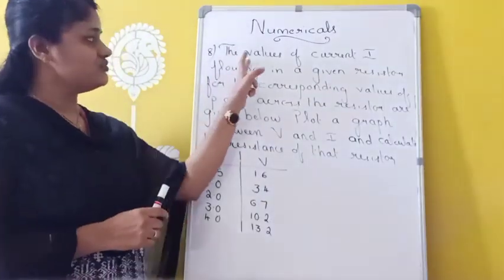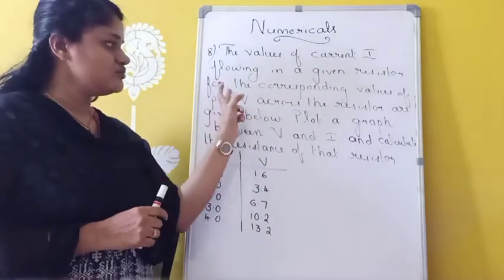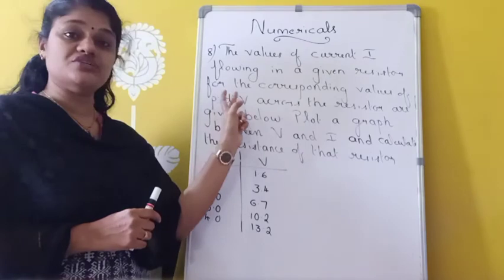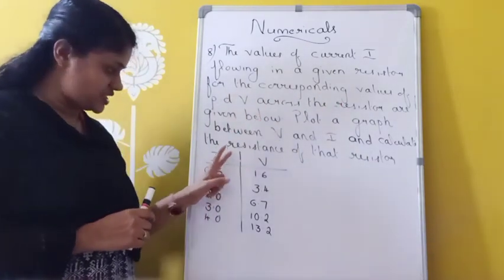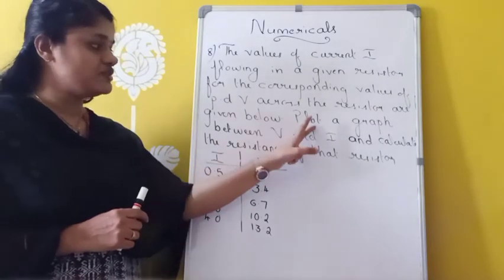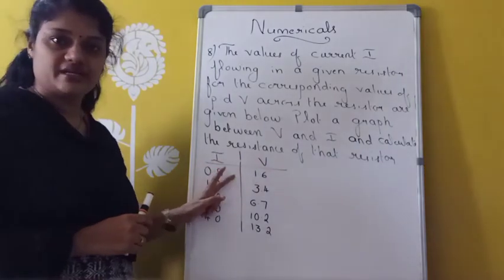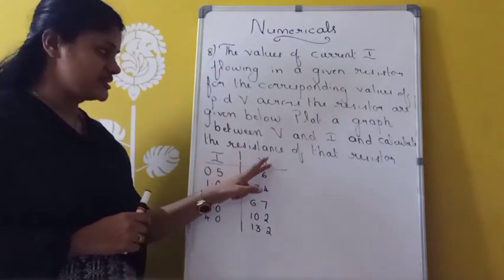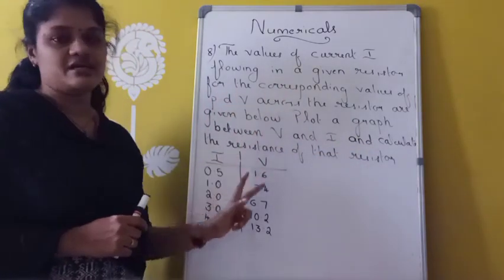Eighth problem. The values of current I flowing in a given resistor for the corresponding values of potential difference V across the resistor are given below. That means potential difference values as well as current values are given here. So we have to plot a graph connecting V and I, and also we have to calculate the resistance of this particular resistor.